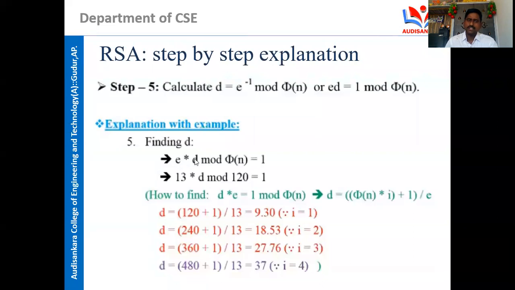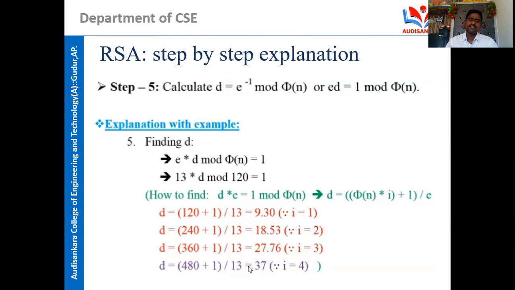Now E into D. E value we already know that it is 13. D we don't know. Mod of phi of n. Phi of n we already found in the previous steps, so the phi of n value is 120. We substituted in this formula: 13 into D mod 120 is equal to 1.